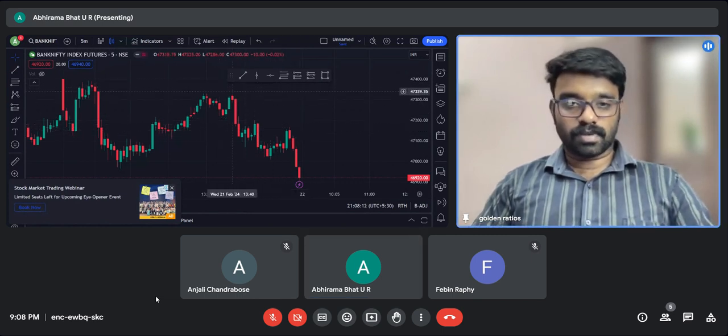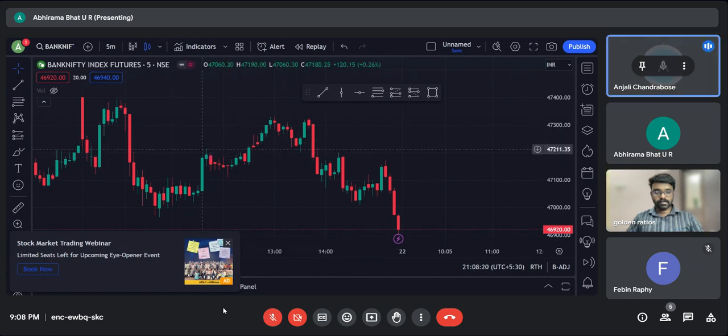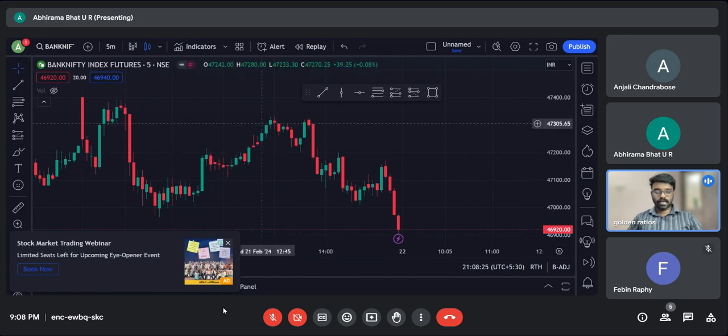See, ma'am, what is the significance of drawing a trend line? You know, anyone? Why are we drawing the trend line? To find the direction of the market. Okay. And one more thing, even as we find the direction of the market, we will be able to find the support and resistance. Yes, support and resistance.